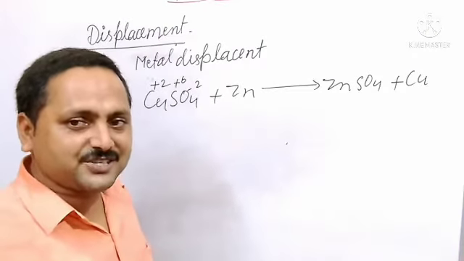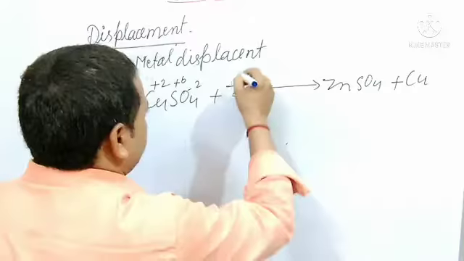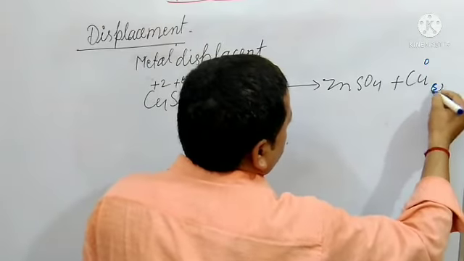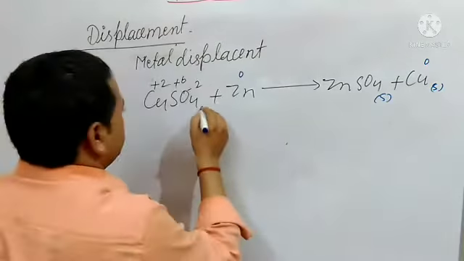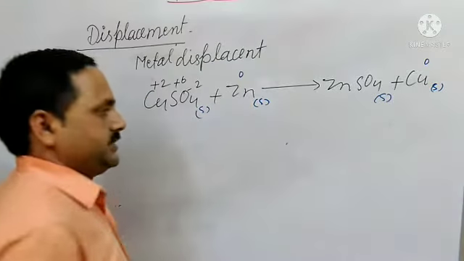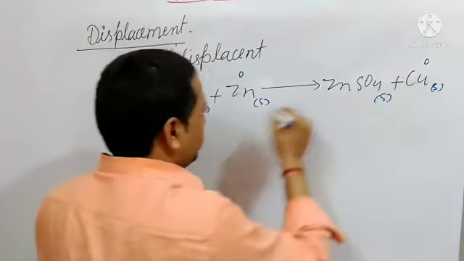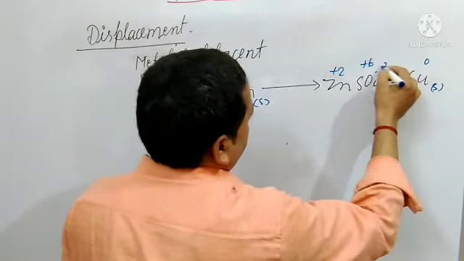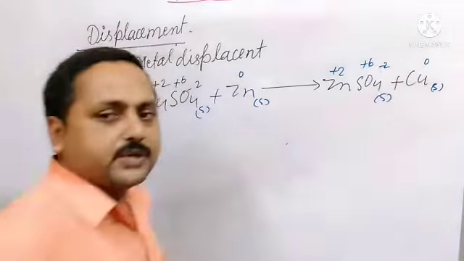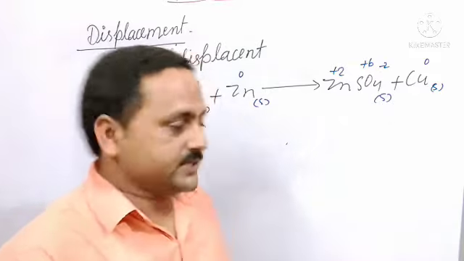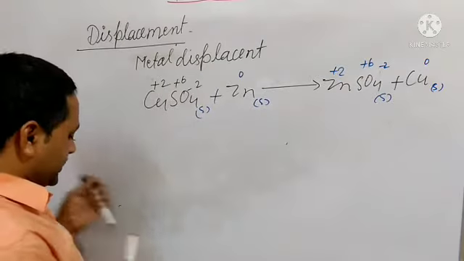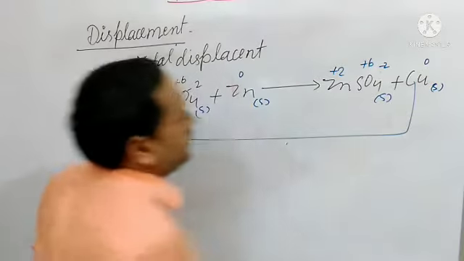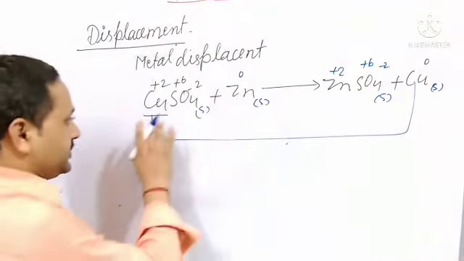So please students, you write, and since it is in free state, the oxidation state is 0. There also it is in free state, in solid state. Okay, and here the oxidation state of zinc is +2, sulfur +6 and oxygen -2. So what did you get from here? You got that the copper oxidation state is +2 and it is changing to 0. So the oxidation state is decreasing.